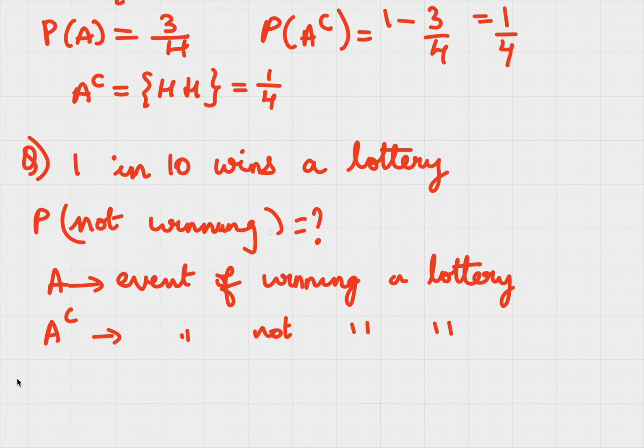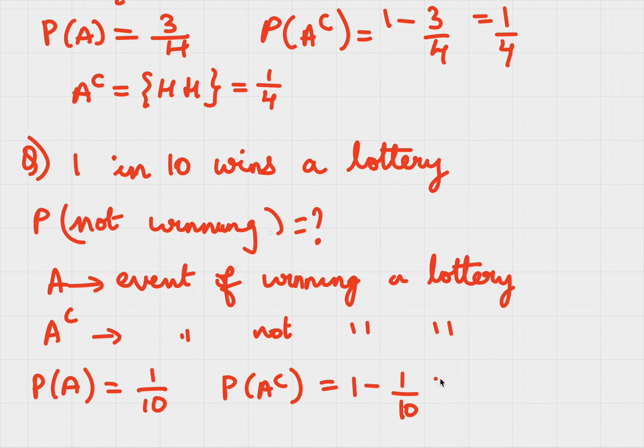So what is P of A? It is clearly told that 1 in 10 wins a lottery. So it's 1 by 10. So P of A complement would be 1 minus 1 by 10, which is 9 by 10.